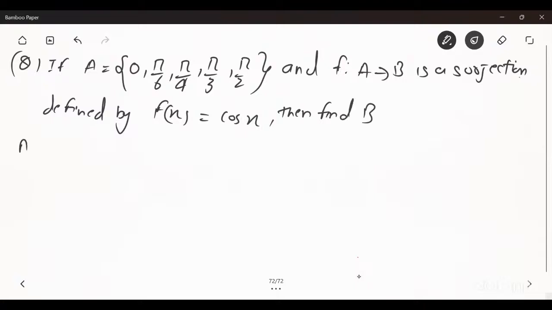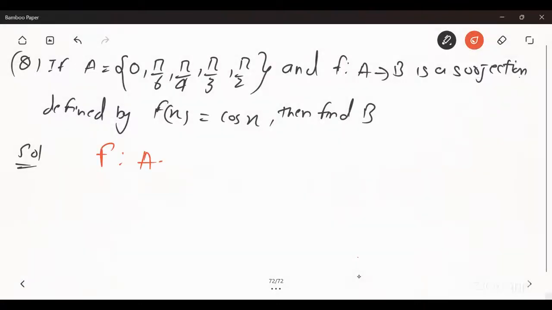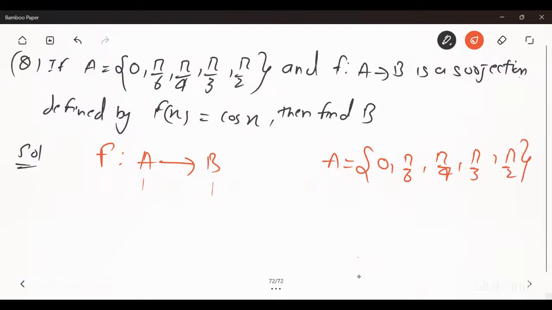Now, what is given in the question? That f is from A to B. Now, A is the domain and B is the range. And the value of A is 0, pi by 6, pi by 4, pi by 3, pi by 2. And the function is cos x. Now, put one by one the value of A.